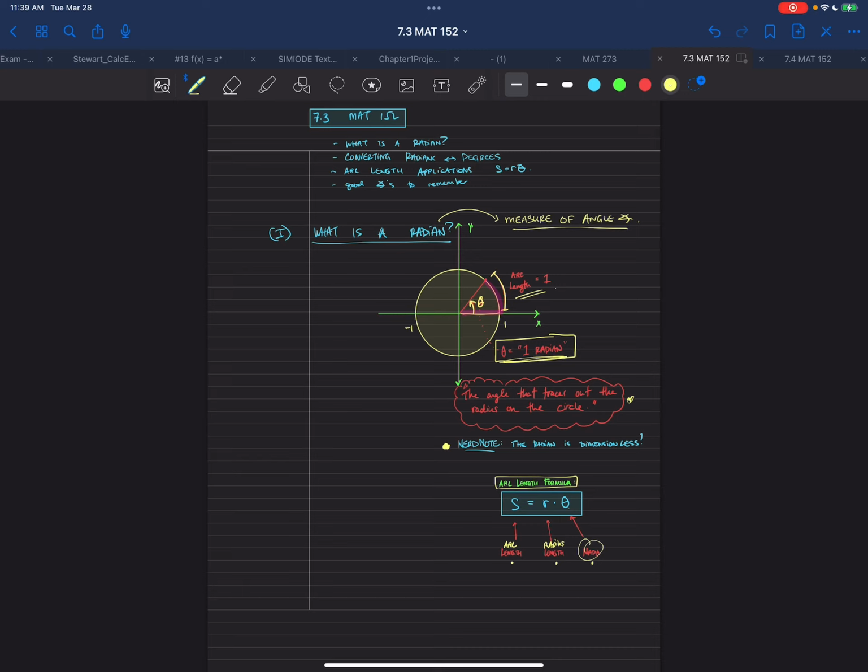But let's move on to, now that we know what a radian really is, how can we convert from radians to degrees and back and forth? And then we'll look at some quick applications of that.